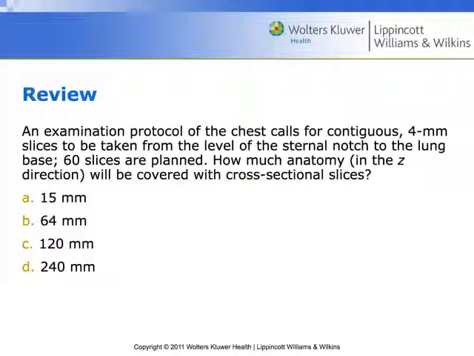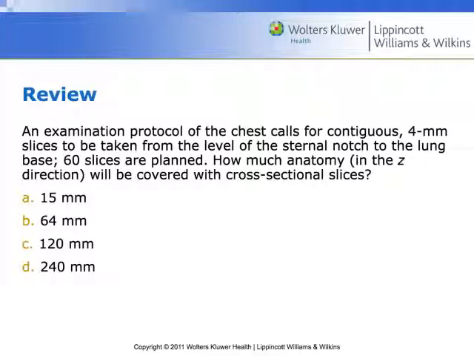Here is a question kind of related to that. And again, we'll unpack this a little bit more for the activity, but an examination protocol of a chest calls for contiguous 4 millimeter slices to be taken from the level of the sternal notch to the lung base. 60 slices are planned. How much anatomy in the Z direction will be covered with the cross-sectional slices? So what I'm going to do is multiply 60 slices by 4 millimeter slices, and I'll come up with, what is that?